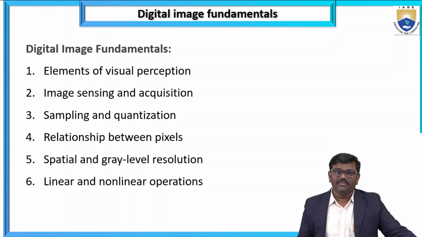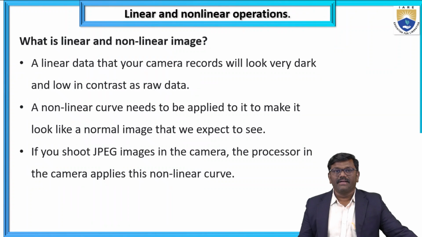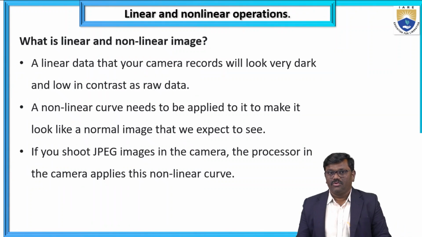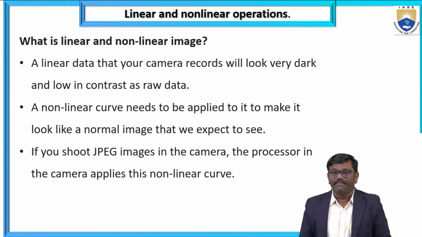The digital image processing system completely depends on certain operational processes. The meaning of operation is something which is performed to fulfill the task of the operation. So what is a linear and a non-linear image? You have to understand the words themselves, linear and non-linear.